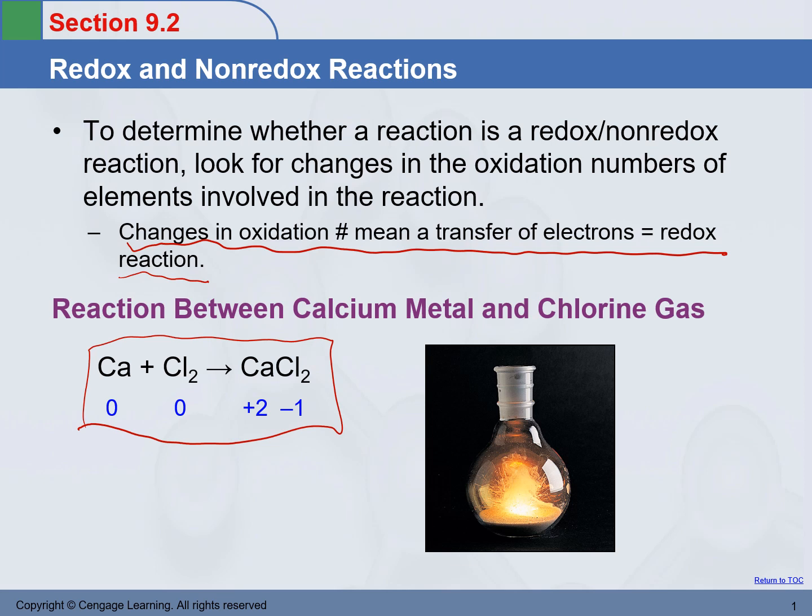In this example, the oxidation number for calcium changed before and after the reaction. The oxidation number for chlorine changed before and after the reaction. So this is a redox reaction. That was what we learned last time. Today, we continue to work on the redox reaction. We're going to learn a few terminologies related to redox reaction.